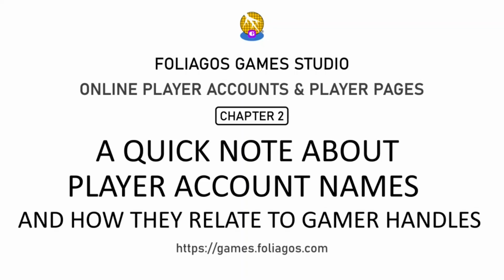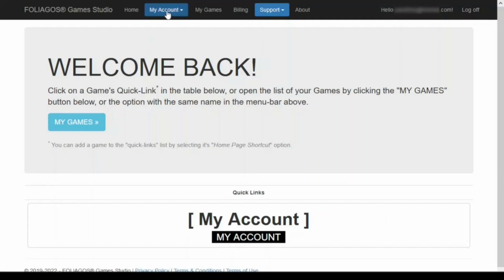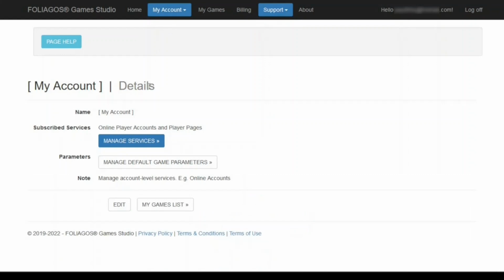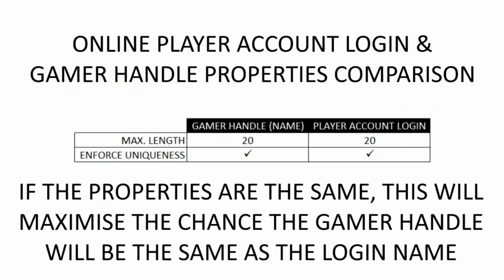Before we explore the service, we should quickly highlight the link between player account login names and gamer handles. Some players like to have just one gamer name, and our services attempt to make their gamer handles the same as their player account's name. When a player account installs a game, the game service will attempt to provide an identical gamer handle to the player account login name. To help this process, you can set the default gamer handle's maximum length to be at least the same as the player account login name's length, and also make gamer handles unique within a game.